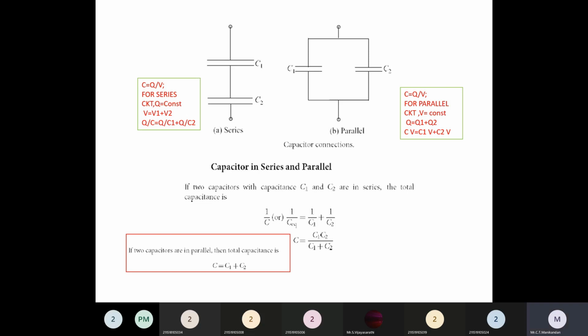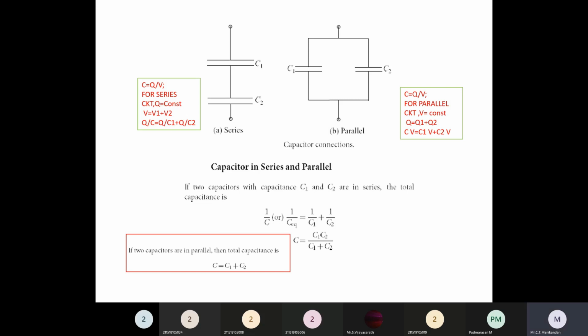If two capacitors are connected in series, the total capacitance is 1 by C equivalent equal to 1 by C1 plus 1 by C2. So the total capacitance is C equal to C1 C2 divided by C1 plus C2.